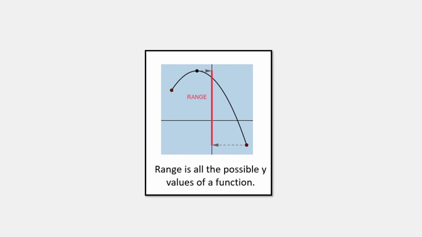The range is all the possible y values of a function. In other words, the range is all the outputs of a function shown on the y-axis. When looking at the graph, the range is all the values of the graph from down to up.